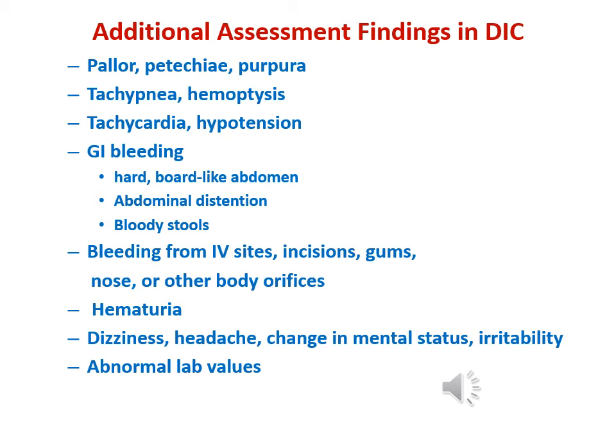Difficulty breathing, coughing up blood. There may be bleeding in the GI tract, so you may have that hard board-like abdomen or distended abdomen, blood passed in the stools. You'll see bleeding from everywhere: IV sites, incisions, the gums, the nose, ears. Typically when we see this kind of thing on TV or in a movie, that's what we see, the bleeding everywhere. Blood in the urine, irritability, changes in mental status, dizziness.